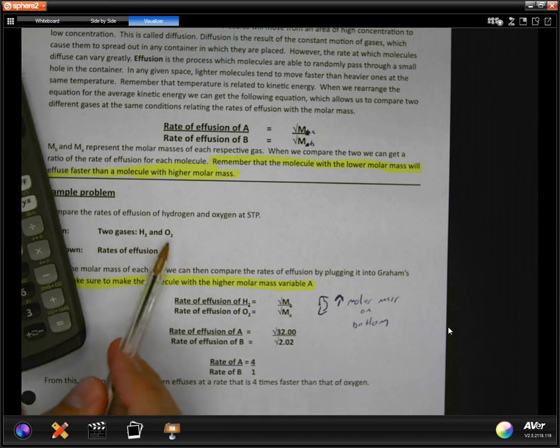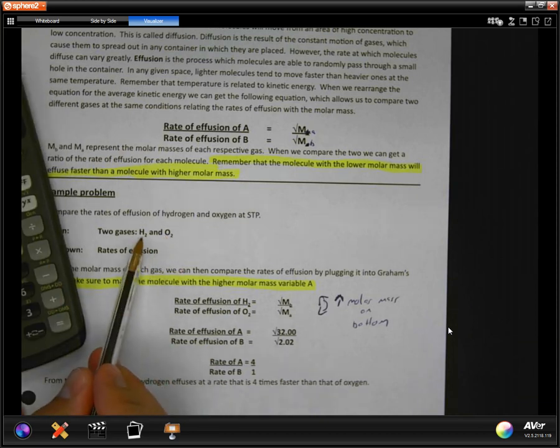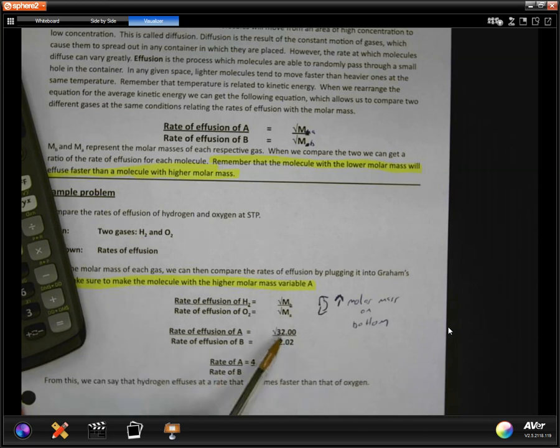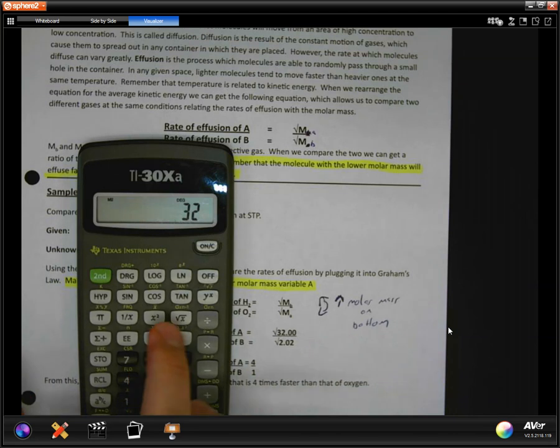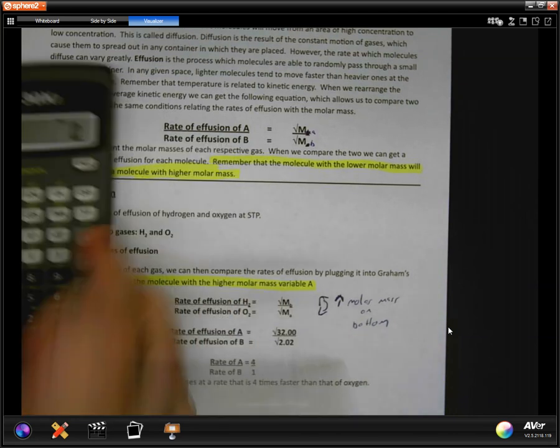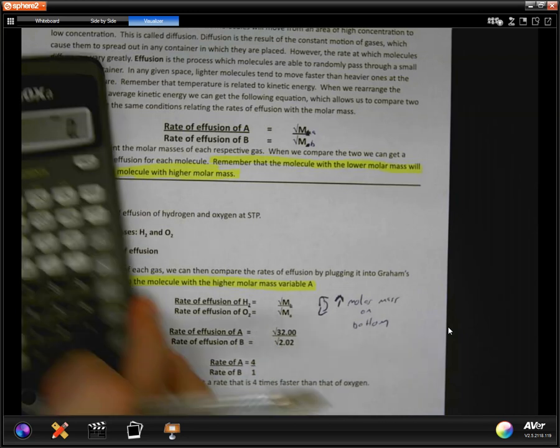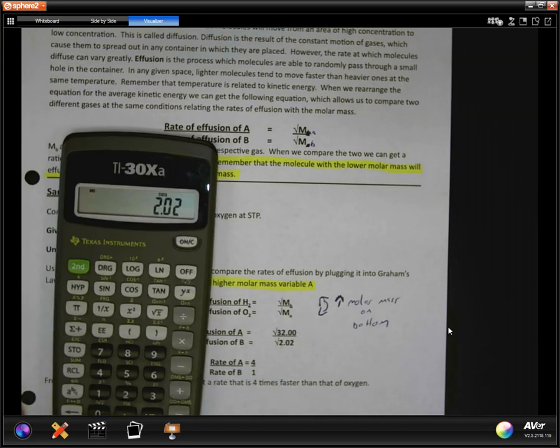So how did I find the molar mass of oxygen? My periodic table. How did I find the molar mass of hydrogen? My periodic table. How do I find the square root of 32? I would simply put in 32 and then hit the square root. Comes out to 5.6. How do I find the square root of hydrogen's molar mass? Type it in, take the square root, and so I get 1.4. So then to solve the problem, I take 5.6, divide by 1.4, and I get this ratio of 4.